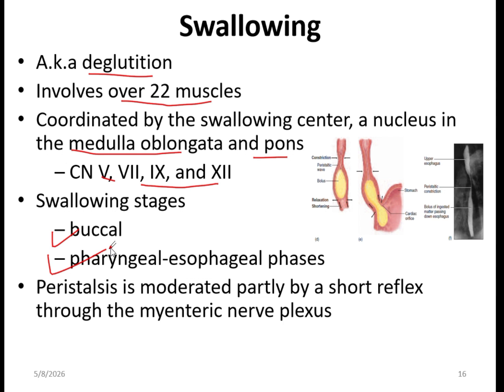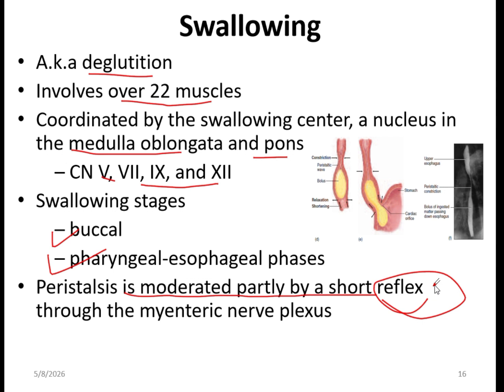Next we have peristalsis. Peristalsis is mediated partially by a short reflex through the myenteric nerve plexus. Do you know what is the meaning of peristalsis? Peristalsis is generally the movement of food. So it contracts and pushes the food, right? Understand? So peristalsis is mediated partially by a short reflex. It is the reflex mechanism that works here. So this is all about swallowing, right?